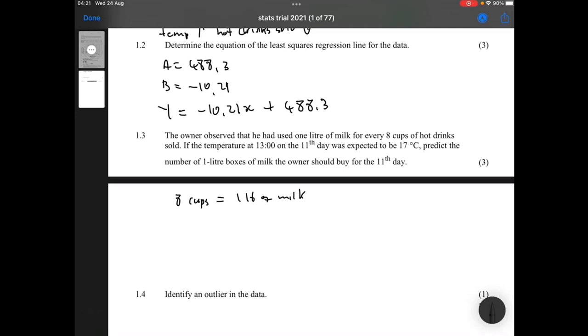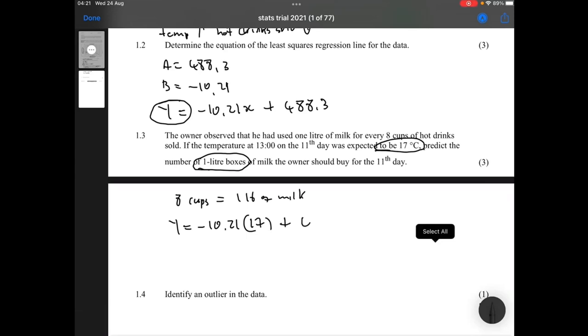So we are given the temperature on the day, right? With the temperature on the day, we can find the number of cups sold, right? The number of hot drinks. And from the number of hot drinks sold, we can then find the liters of milk needed. So now we're going to say Y is equal to minus 10.21. In place of X, we put in 17, right? Because our X is the temperature, plus 488.3.